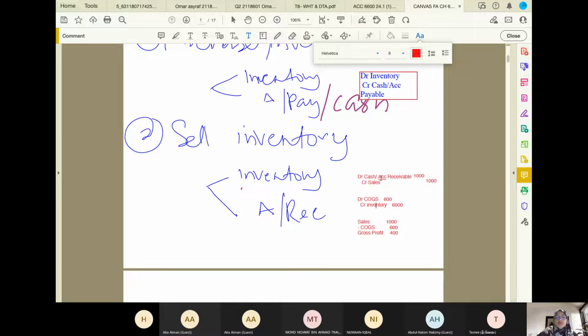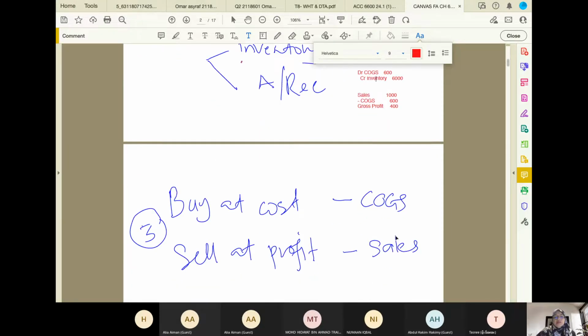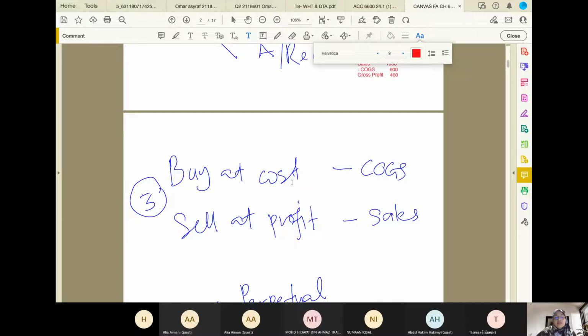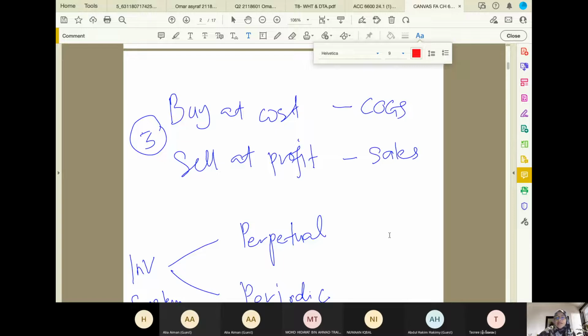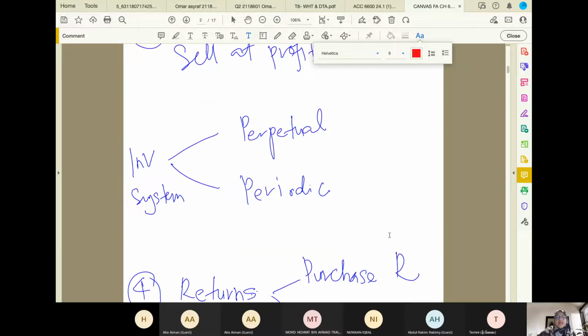All right, and also from this simple transaction, you will be able to identify your gross profit. Looking at the sales minus your COGS, you have a gross profit of 400, right? So remember that when you buy your inventory, it is always at cost, and you record that under COGS. When you make a sales, it is always sales at the selling price. So the difference between cost and your selling price is your profit, right?